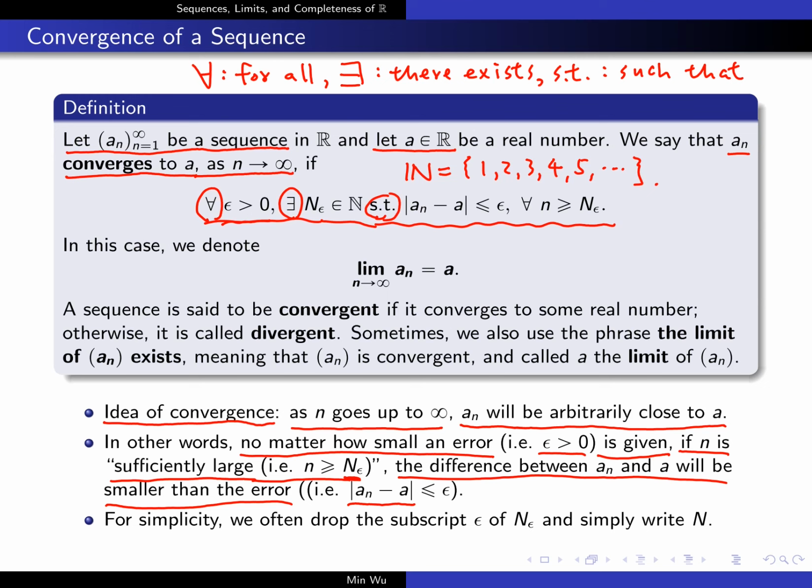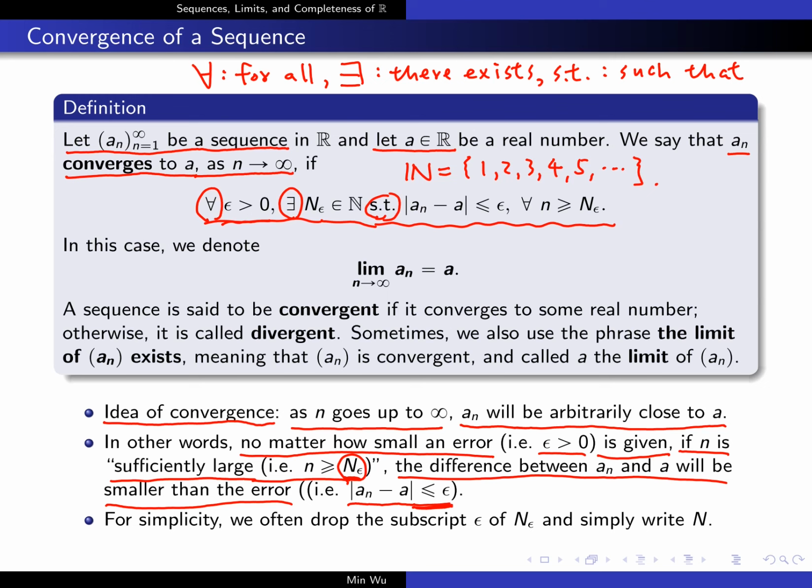So yeah, let's look at this sentence again. No matter how small an error epsilon greater than 0 we are given, we can find a sufficient index, N epsilon, such that when n is greater than N epsilon, the difference between a_n and a should be less than that error. So this is a concrete interpretation of how we should look at the limit, or the concept of convergence.